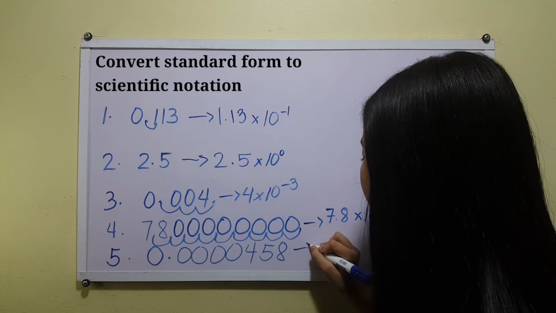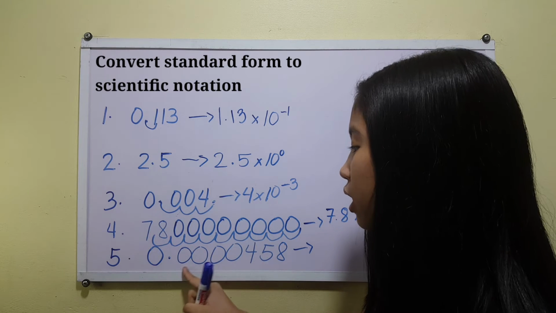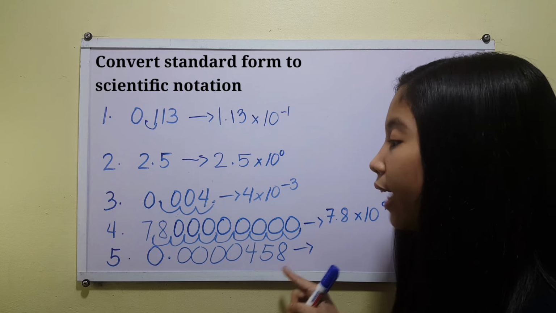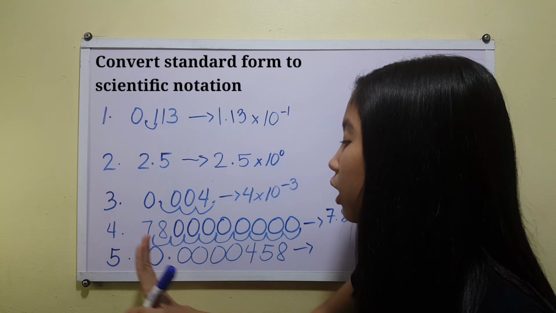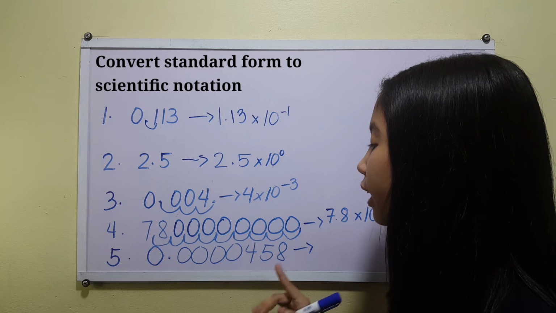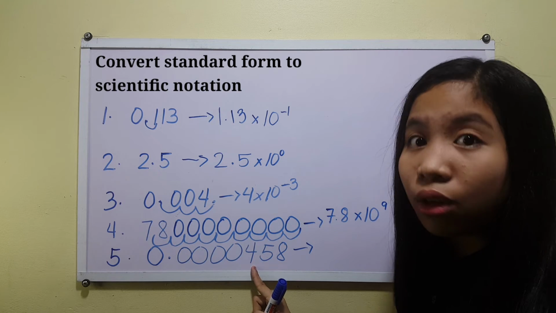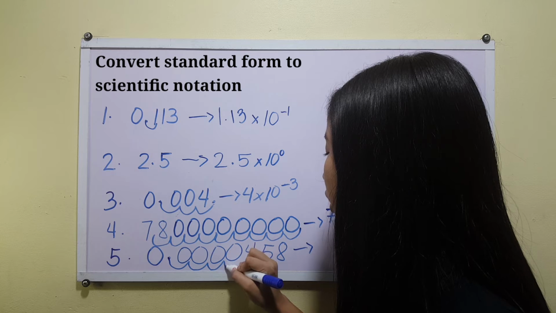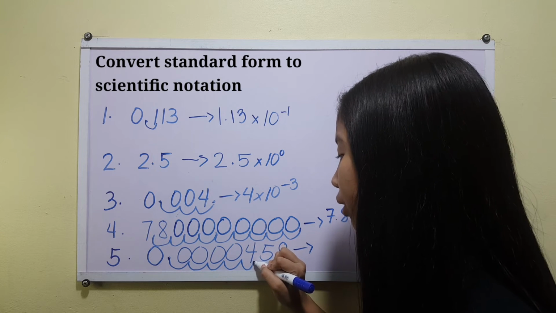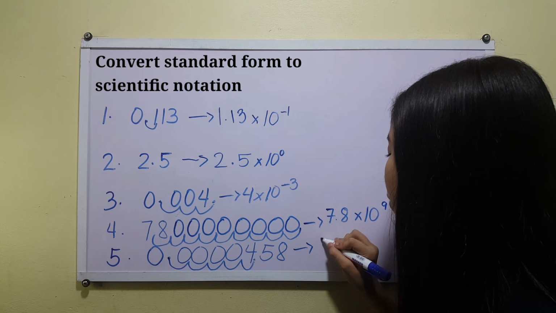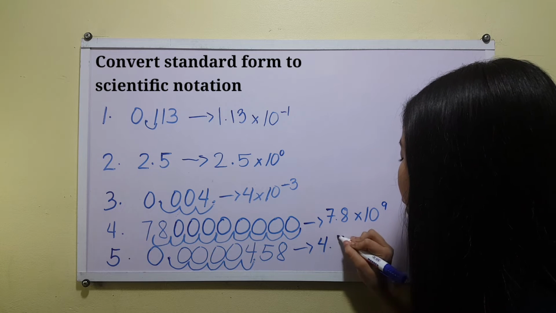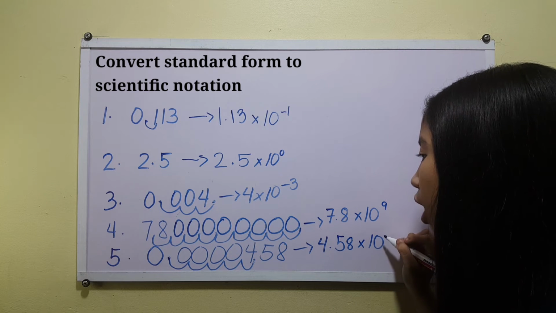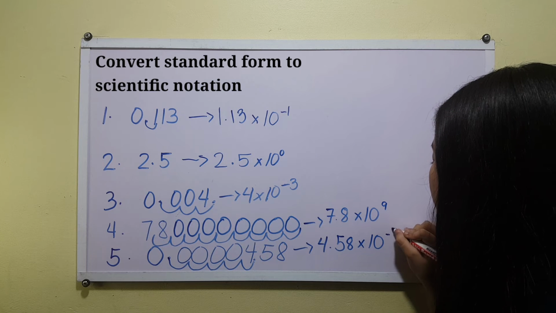And lastly, we have 0.0000458. Again, let us move our decimal point to the right until we find its first non-zero digit. So 1, 2, 3, 4, 5. We're going to stop here. So you have 4.58 times 10 to the power of negative 5.